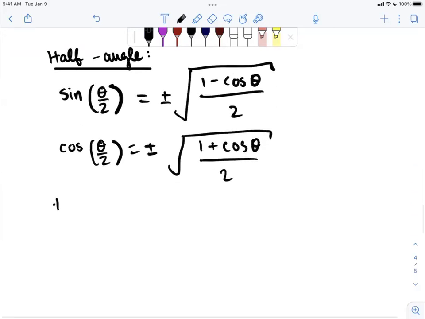And finally, for tan theta over 2, that's going to be plus or minus the square root of (1 minus cosine theta) over (1 plus cosine theta). And you can see this by dividing the other two.